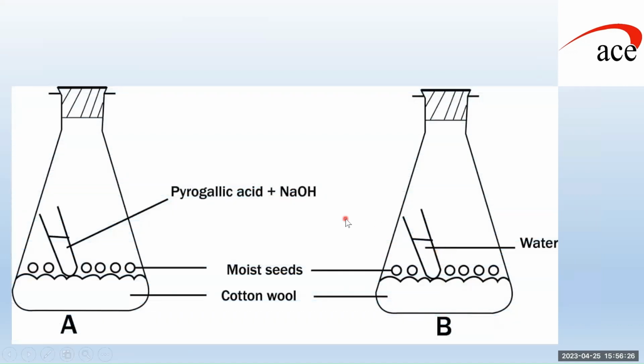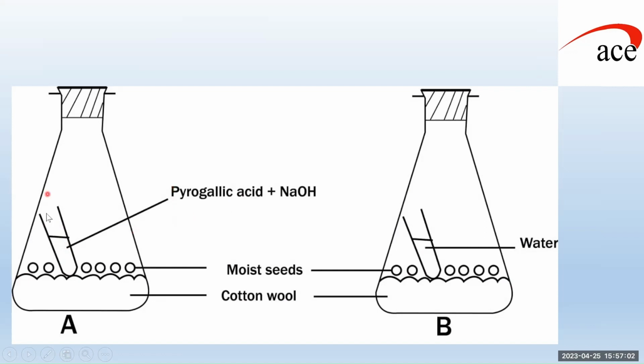In this third experiment, we wanted to prove that oxygen is required for germination. In A, we have placed alkaline pyrogallic acid. It absorbs oxygen. You have moist cotton wool here, and you have the seeds. Here you only have water, but here you have alkaline pyrogallic acid.